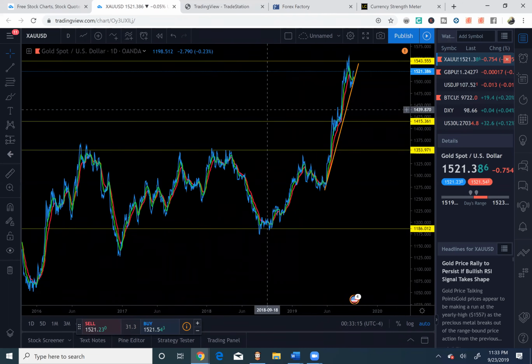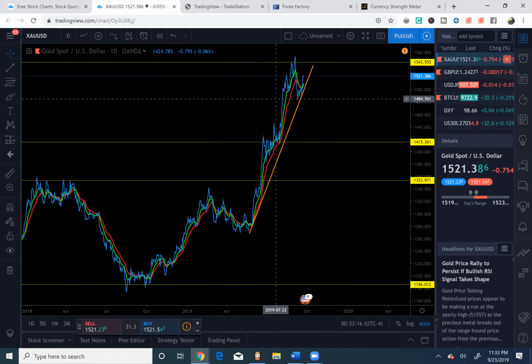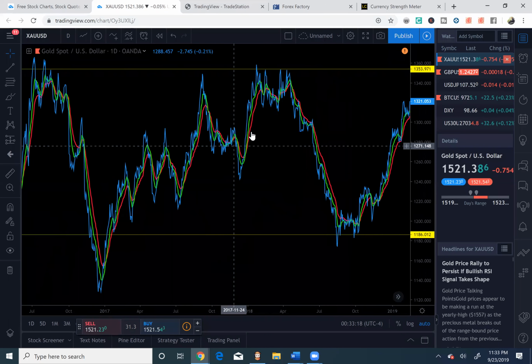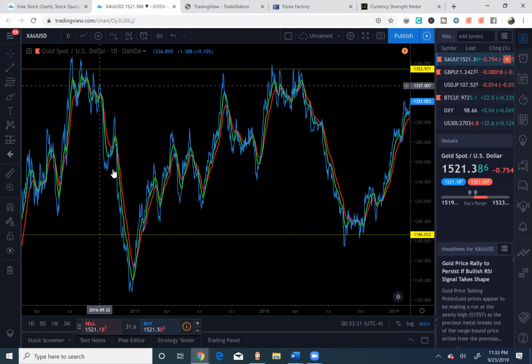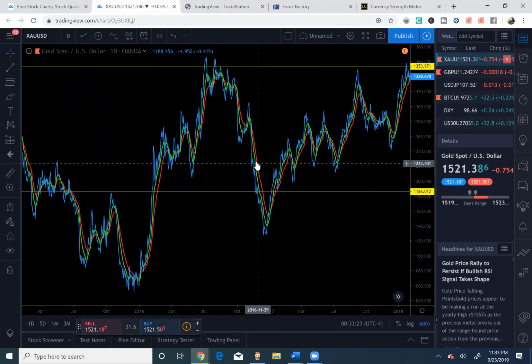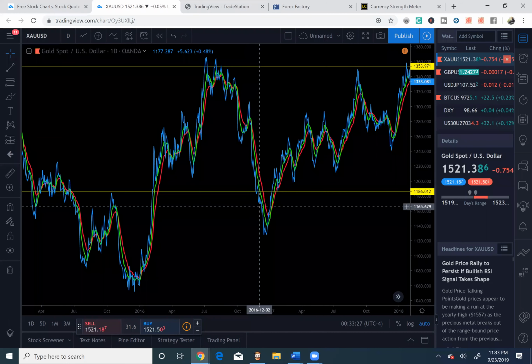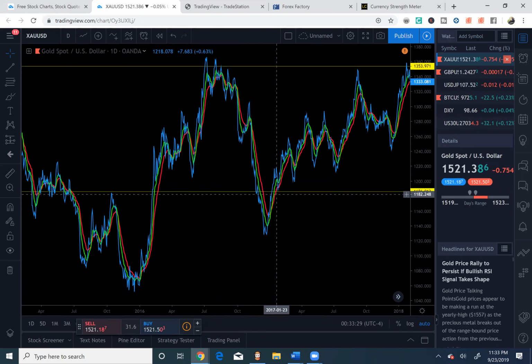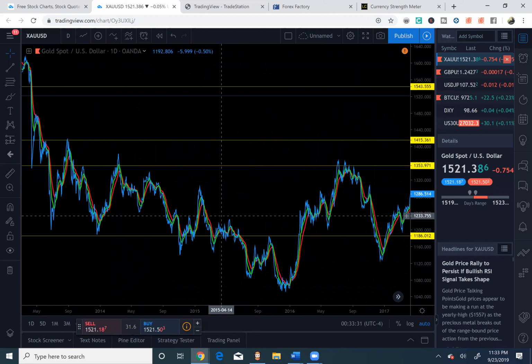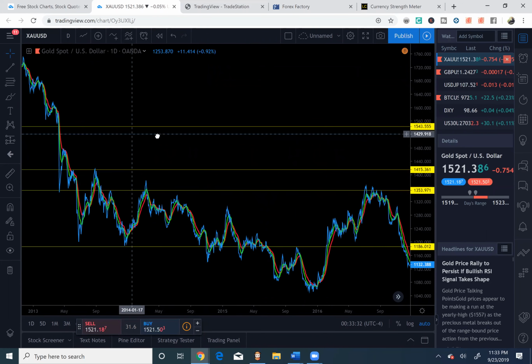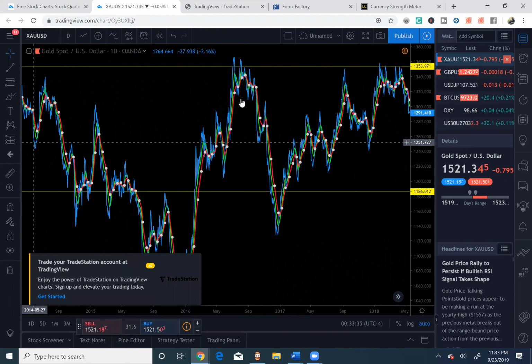All right, now I want to back test. So based off these points, I want to back test. Rejection, rejection, rejection, rejection. Rejection, rejection, rejection, rejection, rejection. Okay, cool. These are good zones.